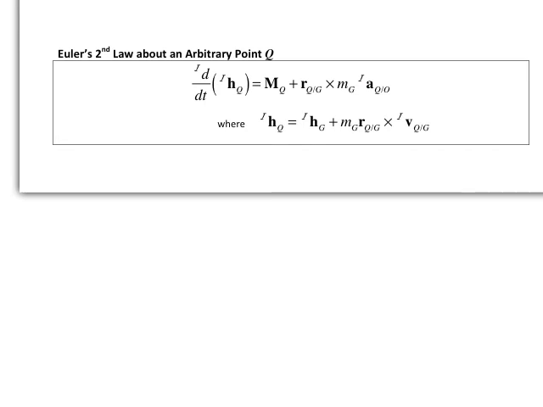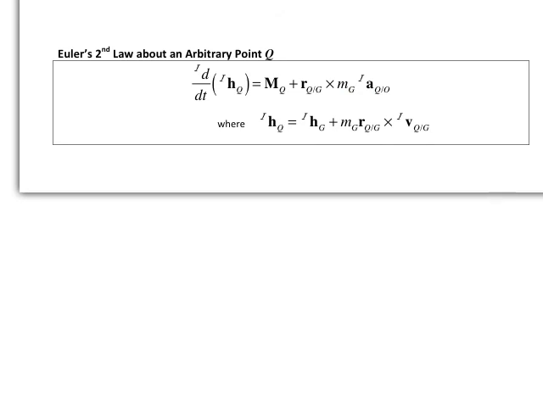And so now we have the most generic form of Euler's second law and a way to solve it. So we have the time derivative of the angular momentum about any point that we choose. So this point can be moving, it can be fixed, it can be the center of mass, and it's going to be equal to the moment about that point due to all the external forces on the rigid body plus this inertial moment term.